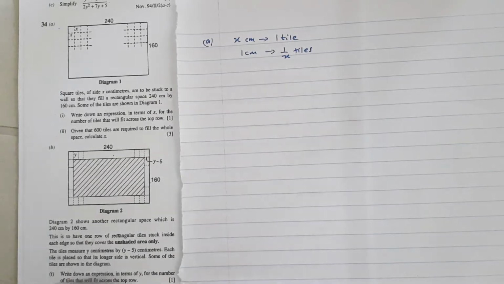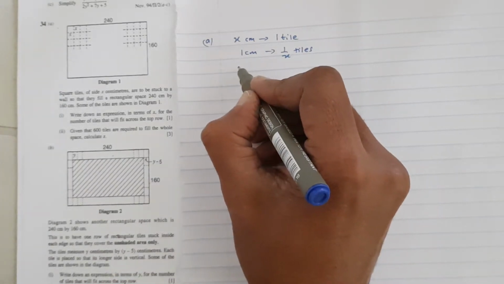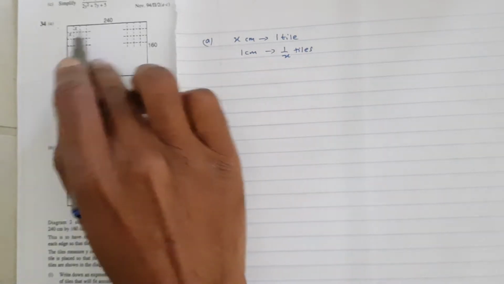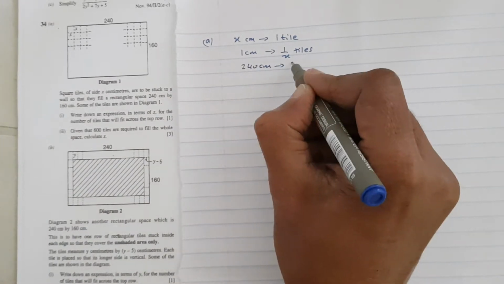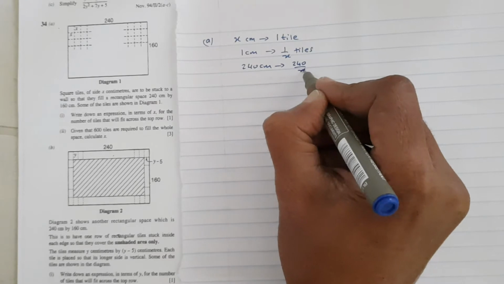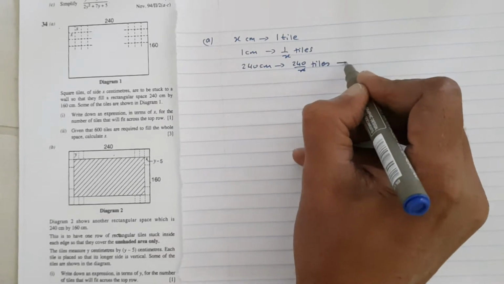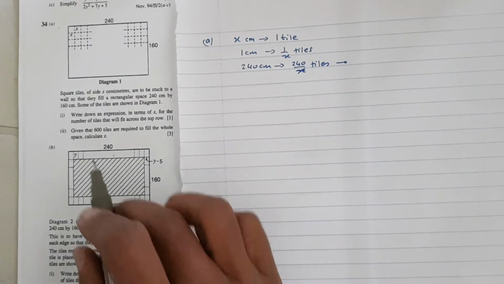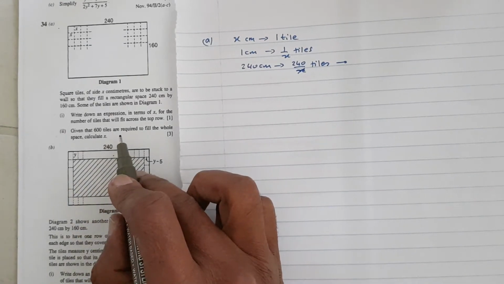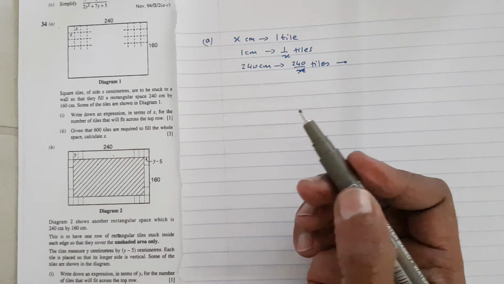Therefore, for 240 centimeters, we need 240 times 1 over x tiles. So this is the answer, 240 over x tiles. And then, given that 600 tiles are required to fill the whole space, calculate x.